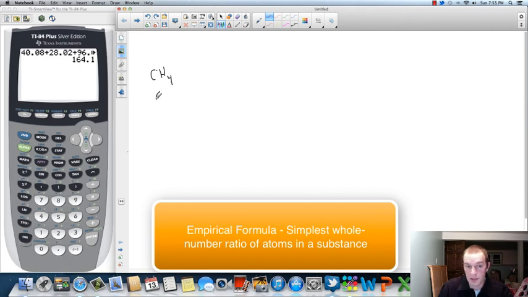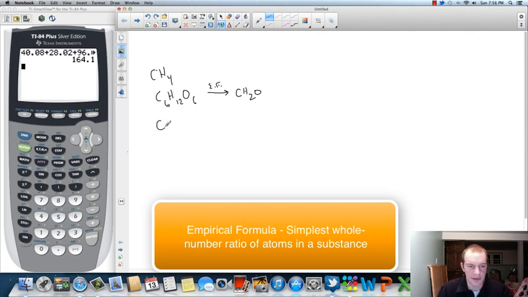A different example would be C6H12O6, which is glucose. We can see that there is a 6 to 12 to 6 ratio that we can actually simplify and break down as an empirical formula into being CH2O. So you can see that this 1 to 2 to 1 ratio is more simple. Therefore, that's the empirical formula. C6H12O6 is not the empirical formula. It's actually the molecular formula.